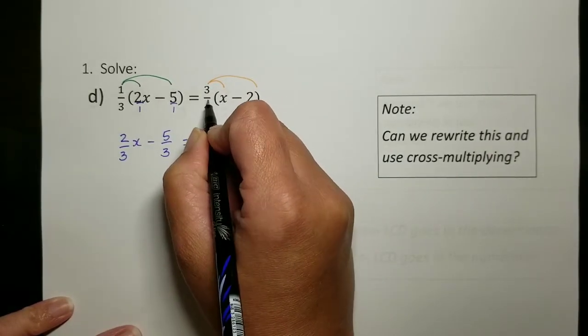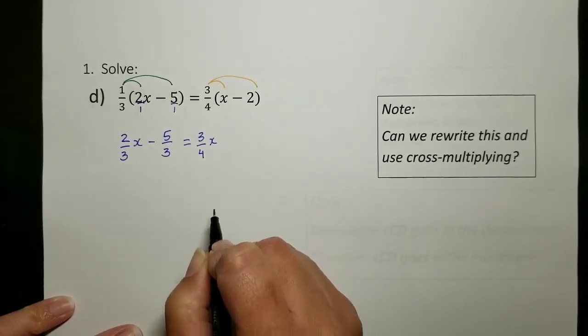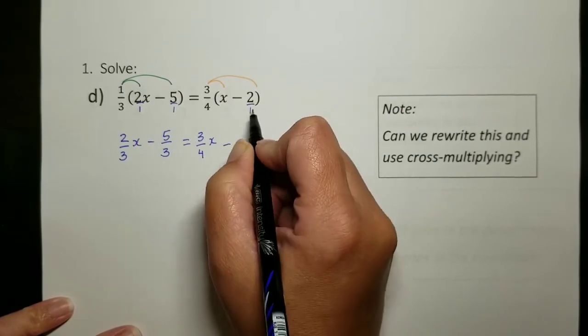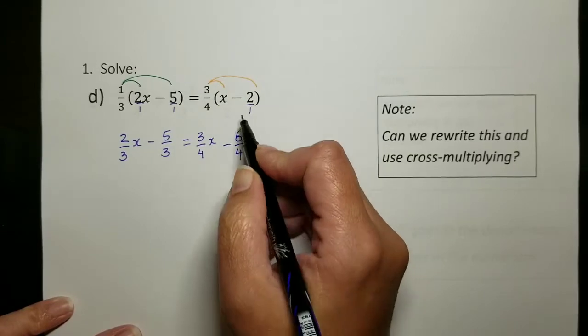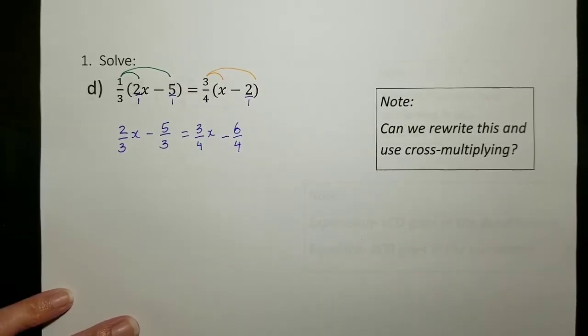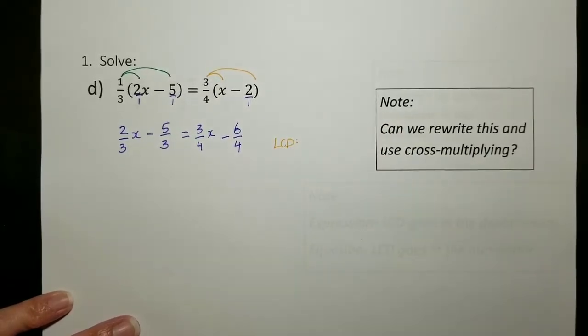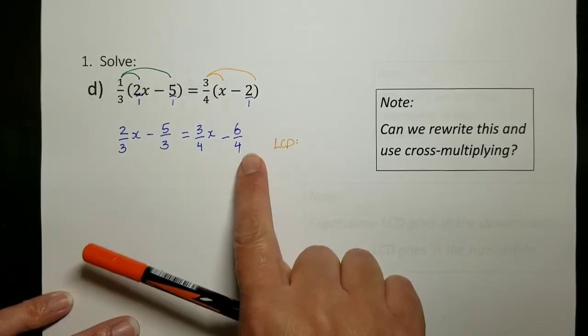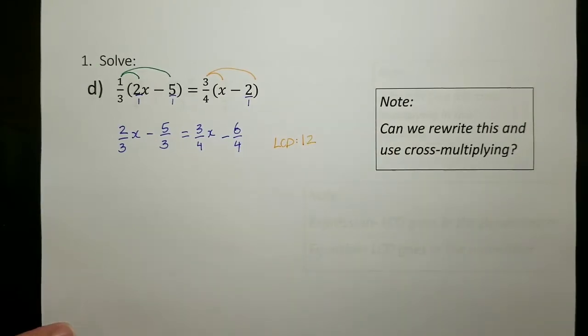And then 3/4 times x, so 3 over 4 times 1 is 3 over 4x, minus, and this is 2 over 1, so I'm going to make that 6 minus 6 over 4. If you reduce that right away to 3 over 2, that's great. Now I need to eliminate my fraction, so I'm going to multiply by the lowest common denominator, which, looking at my denominators of 3 and 4, is 12. So I'm going to multiply each term by 12.